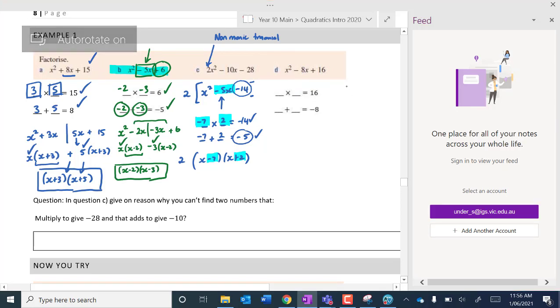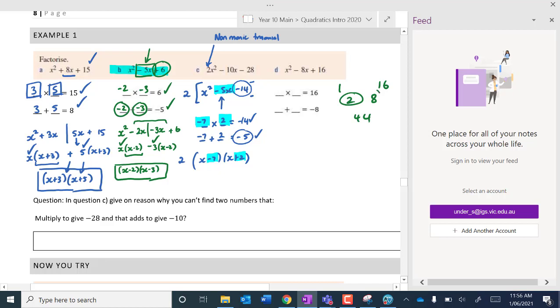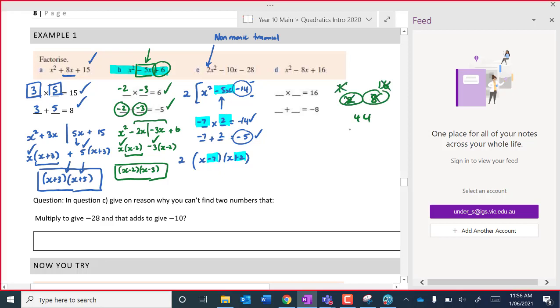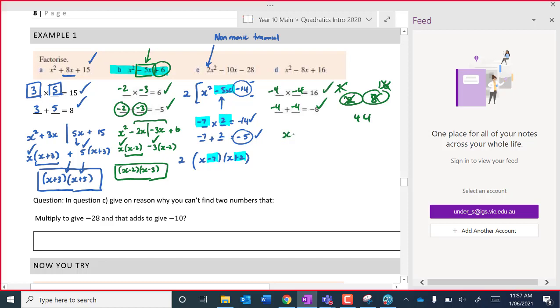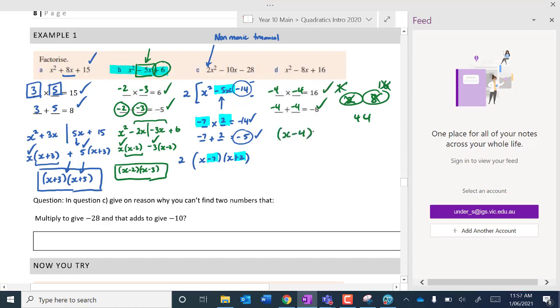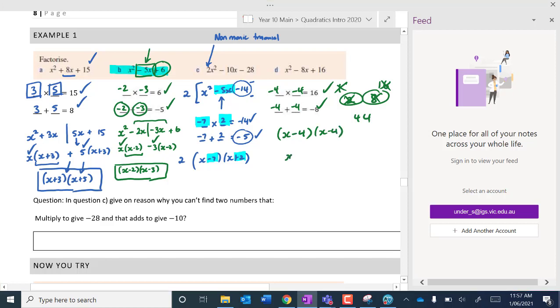Okay, so think about the factors of 16: 1 and 16, 2 and 8, 4 and 4. There's no way that 2 and 8 in any combination can add up. So in this case, it's going to be negative 4 times negative 4 and negative 4 plus negative 4. They're both satisfied. And let's do this as a shortcut. It's x minus 4 times x minus 4, which, by the way, can be x minus 4 squared.